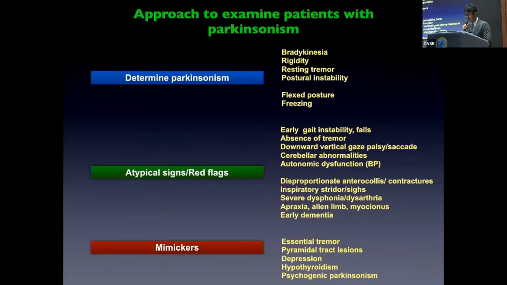Look for cerebellar abnormalities and autonomic dysfunction. And look at the posture of the patient, whether there's any disproportionate anterocollis or any contractures, stridor or sighs, dysphagia, axial signs like dysphonia, dysarthria, and also check for cortical sensory signs, apraxia, myoclonic jerks and early dementia. The mimickers, I won't be talking about in this lecture because it's a topic on its own and it's going to be long. But just watch out for things like essential tremor that you saw in Dr. Jirada's lecture just now, pyramidal tract lesions, depression, hypothyroidism, and psychogenic Parkinsonism.